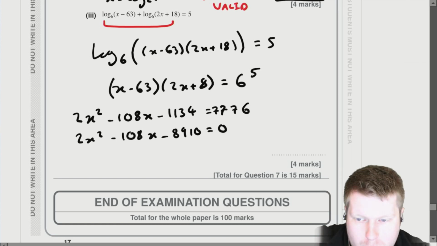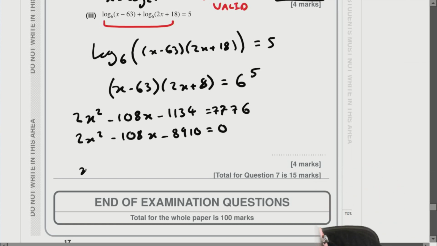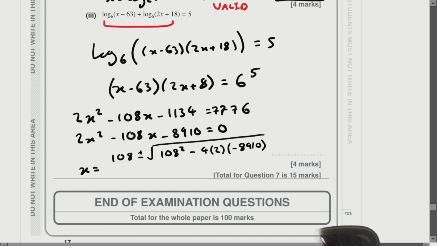And again, I'm just going to use my quadratic formula here. So x is equal to the negative of negative b, which is positive 108, plus or minus the square root of b squared, so that's negative 108 squared, minus 4 times a times c, and then all divided by 2 times 2.